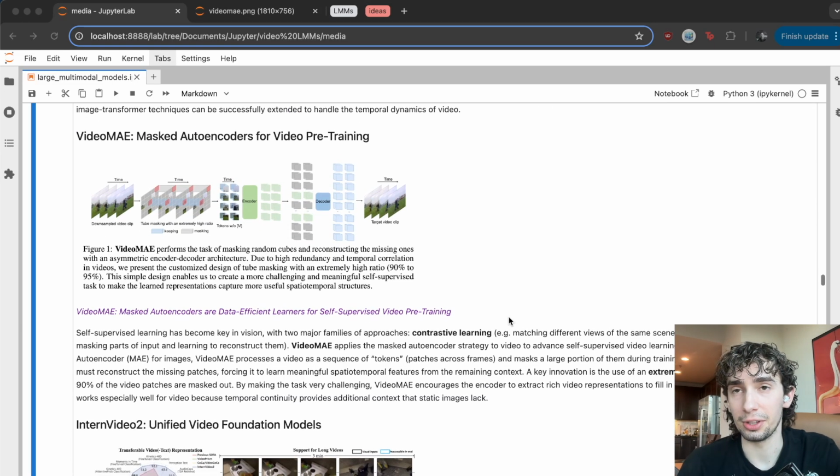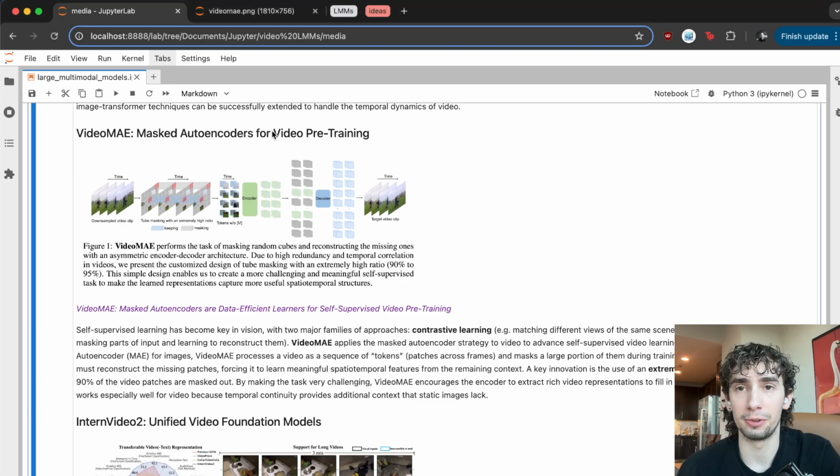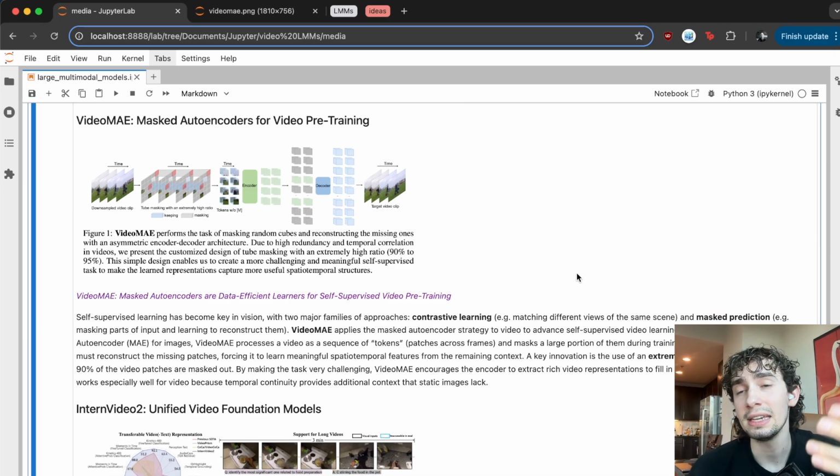One of the techniques that was found to be very useful for vision encoding and pre-training was the idea of masked predictions, along with the already aforementioned contrastive learning that we saw in something like the CLIP model. The model VideoMAE applies this in a few specific ways.